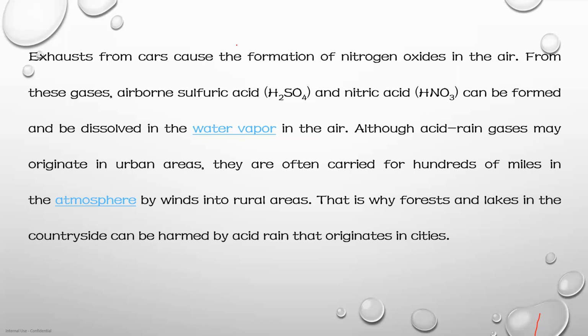Although acid rain gases may originate in urban areas, they are often carried for hundreds of miles in the atmosphere by winds into rural areas. See, for our activities, the rural people are also getting affected. Our urban life is producing these emissions. These toxic emissions are produced from our activities, but they are unfortunately carried miles away to other regions where people get these and suffer without any mistake of their own. That is why forests and lakes in the countryside can be harmed by acid rain that originates in cities.